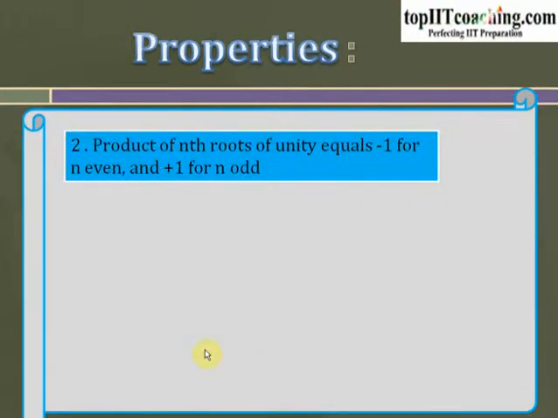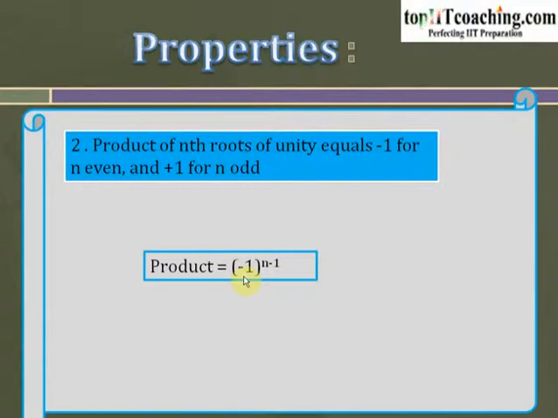The second is product of nth roots of unity equals minus 1 for n being even and plus 1 for n being odd. So if we multiply all these roots, then their product would be equal to minus 1 if n is even, and their product would be equal to plus 1 if n is odd. That is, the product is equal to minus 1 to the power of n minus 1. If n is even, then we get the product equal to minus 1, and if n is odd, then we get the product as equal to plus 1.